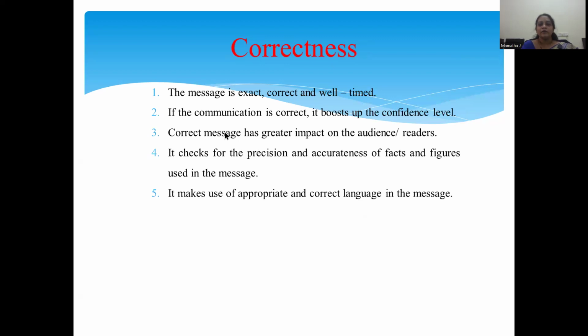Correctness. Whenever you're giving information to the other person, make sure you're giving the correct information and not intentionally distorting it. See to it that the message is exact, correct, and well timed. It reaches the receiver on time because it requires some action which has to be done within the stipulated time. If the communication is correct, it boosts up the confidence level, and a correct message always has a greater impact on the readers. Correctness checks the precision and accuracy of the facts and figures, and uses appropriate and correct language in the message.